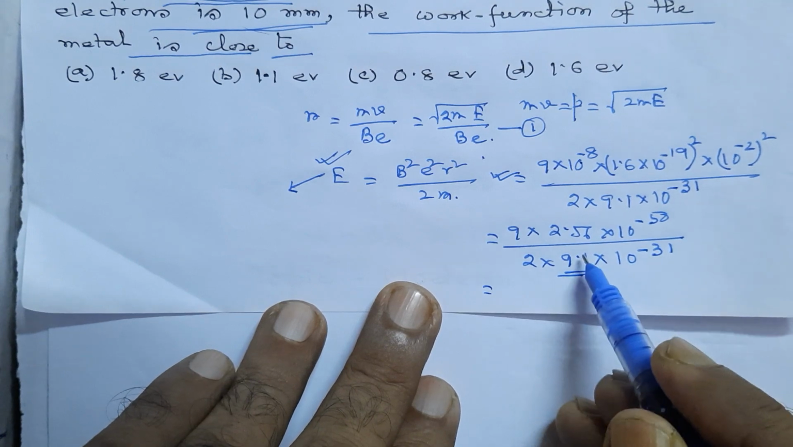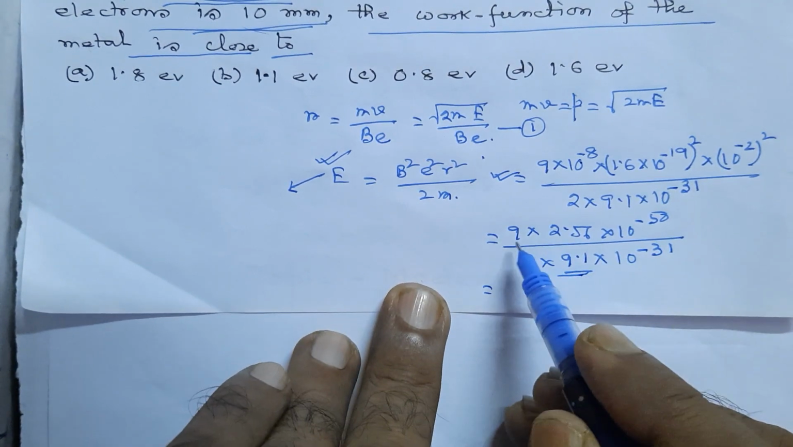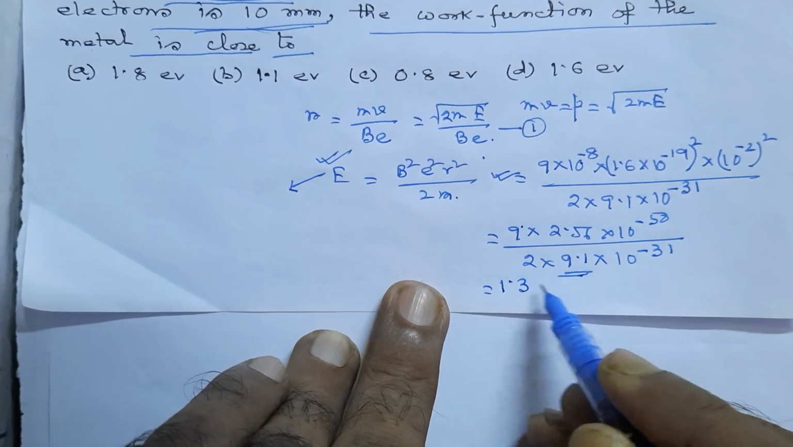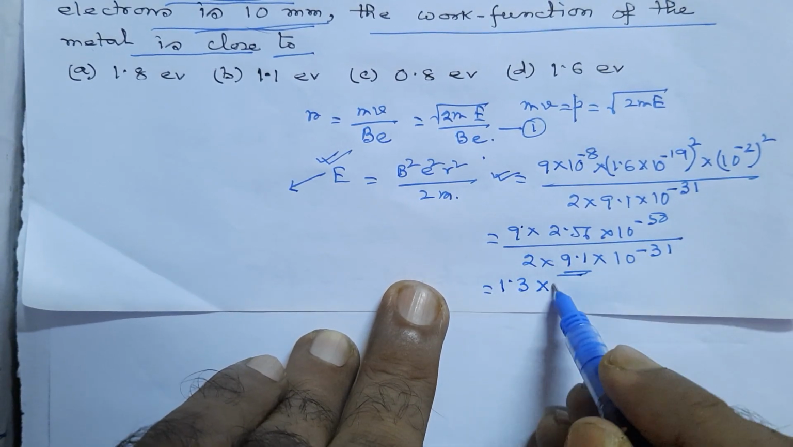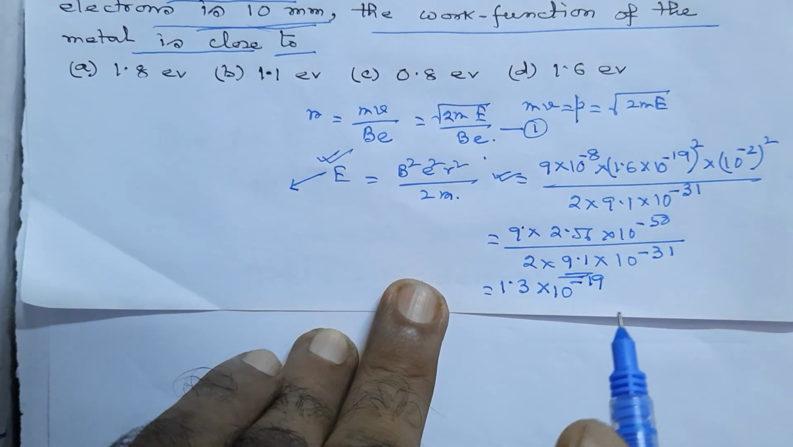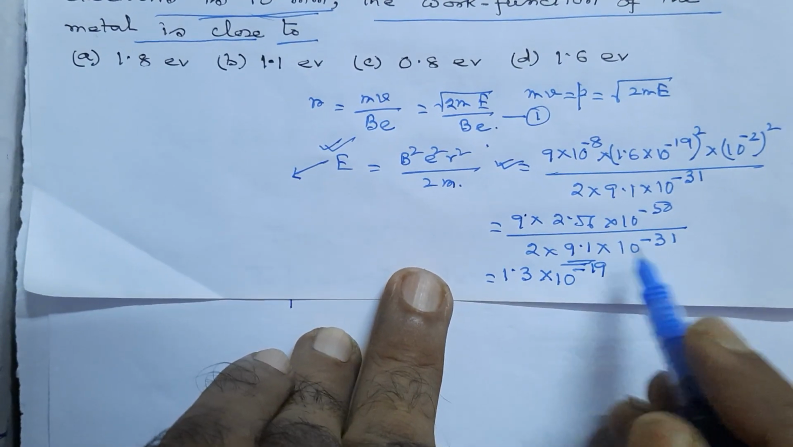If we take it as 9, then the calculation will be simpler and it will be nearly 1.3 into 10 to the power minus 19. So, 1.3 into 10 to the power minus 19 joule.